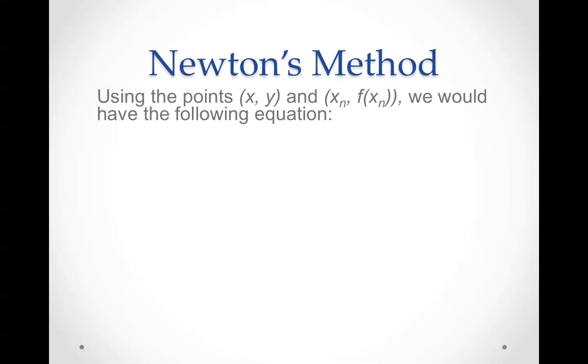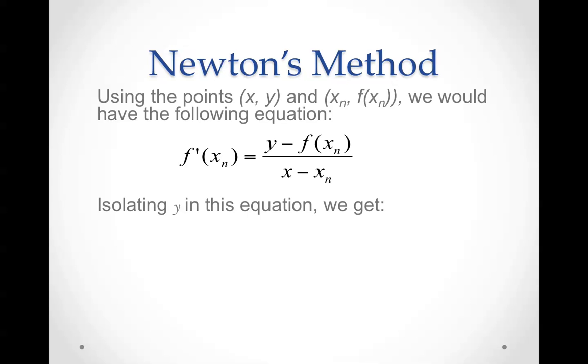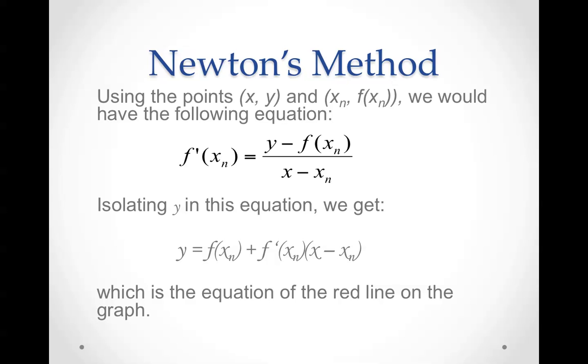Using the points x, y, and x sub n, f of x sub n, we would have the following equation. Isolating y in this equation, we get y equals f of x sub n plus the derivative of x sub n times the bottom, which is the equation of the red line on the graph.